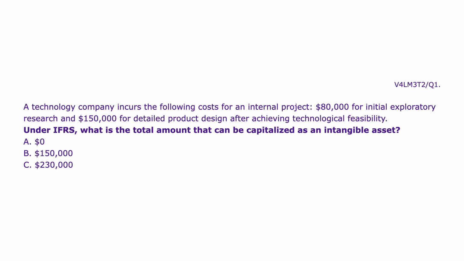A technology company incurs the following costs for an internal project: $80,000 for initial exploratory research and $150,000 for detailed product design after achieving technological feasibility. Under IFRS, what is the total amount that can be capitalized as an intangible asset? A. $0. B. $150,000. C. $230,000.